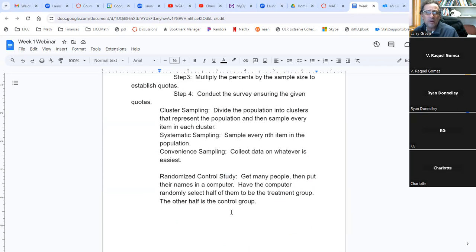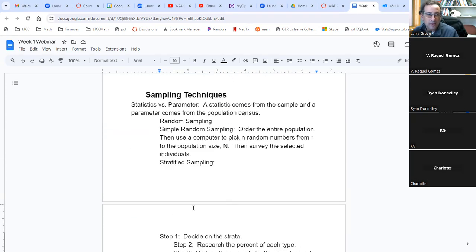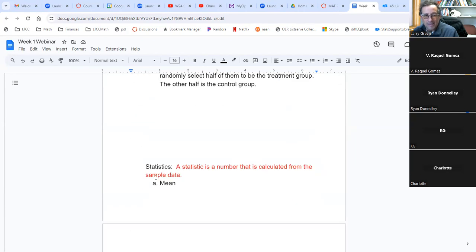A couple of important words: statistic. And by the way, the opposite of statistic is parameter. A statistic is a number that is calculated from the sample data. Notice it's in red. If you're colorblind, I'm telling you it's in red, so you don't even have to see it. Any guess on why I put it in red?